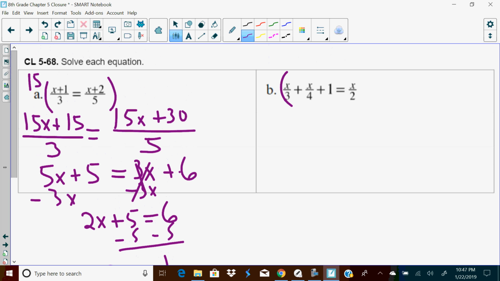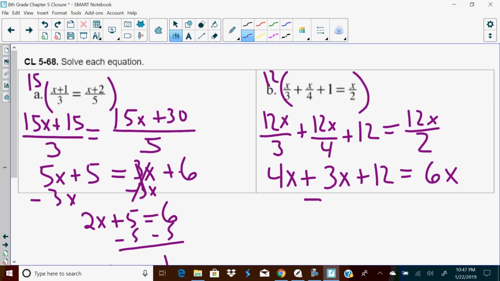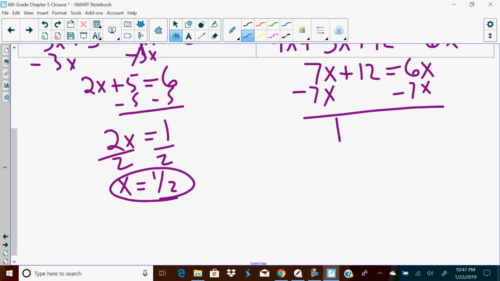For b, I'm going to multiply by 12, because that's my common denominator, so I'm going to get 12x over 3, plus 12x over 4, plus 12, equals 12x over 2. So when I simplify, I'm going to get 4x plus 3x plus 12, it's going to equal 6x. So I'm going to get 7x plus 12 equals 6x. I'm going to subtract 7x from both sides. I get 12 equals -1x. Divide both sides by -1. So I get -12 equals x.